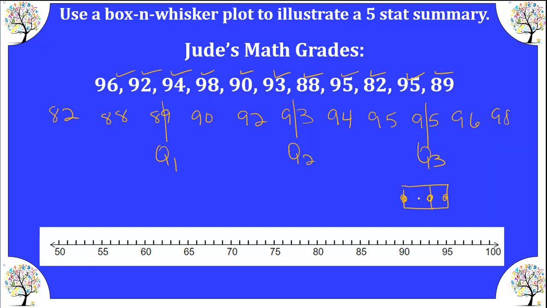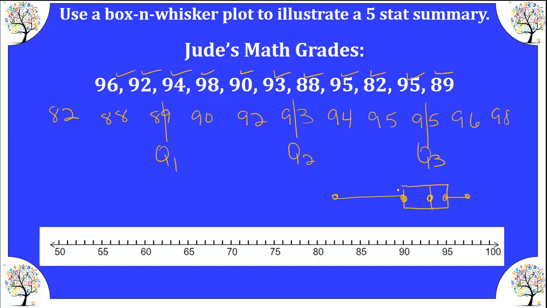Therefore, we could make better predictions about Jude's math grades than his science. If I were to predict what he would make on his next math grade, I would say a low A maybe, but with science, it was scattered all about, so I'm not really sure. Then our whiskers, we had an 82, and then we had a 98 as the maximum score.